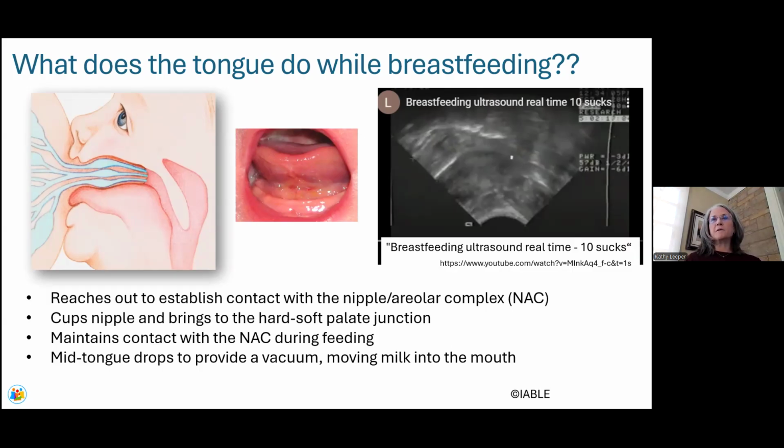And then something a lot of people don't think about is that the mid tongue, the middle of the tongue, needs to drop to provide a vacuum that then draws the milk into the mouth from the nipple.